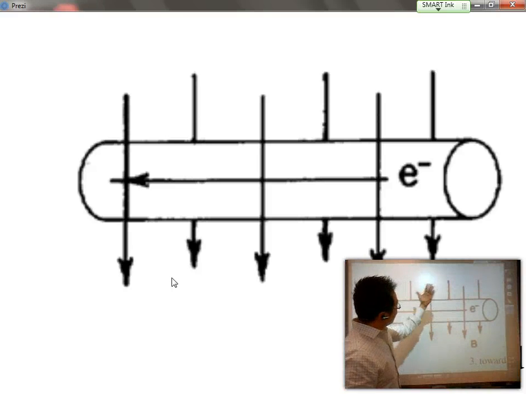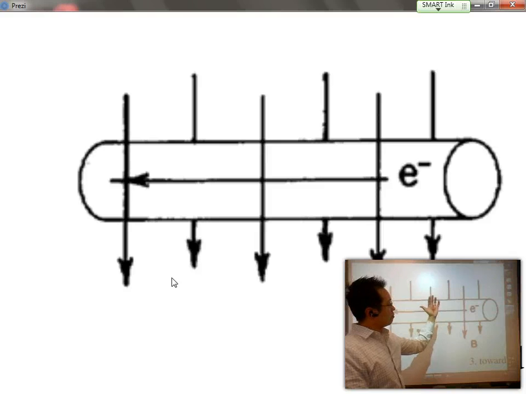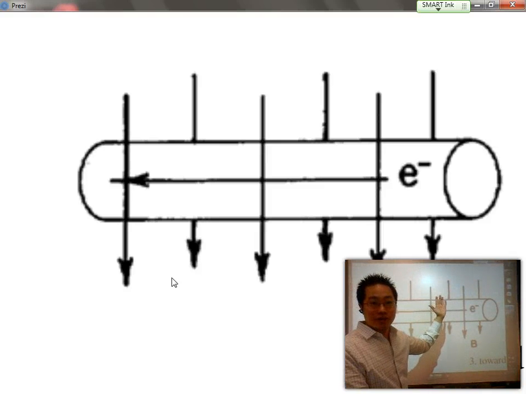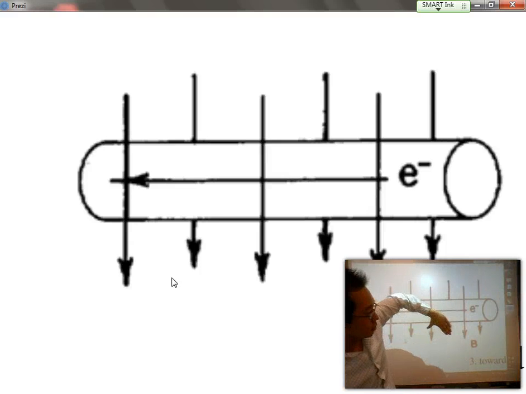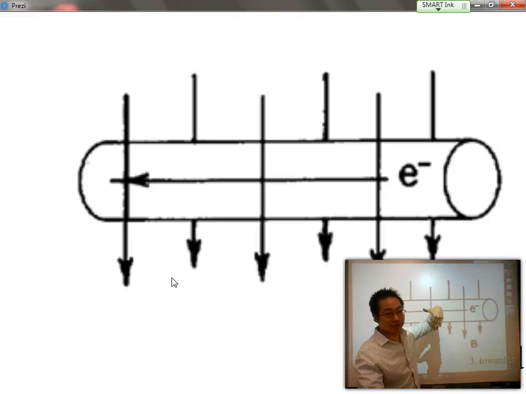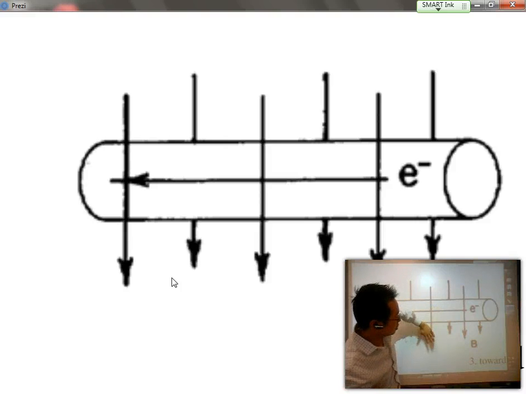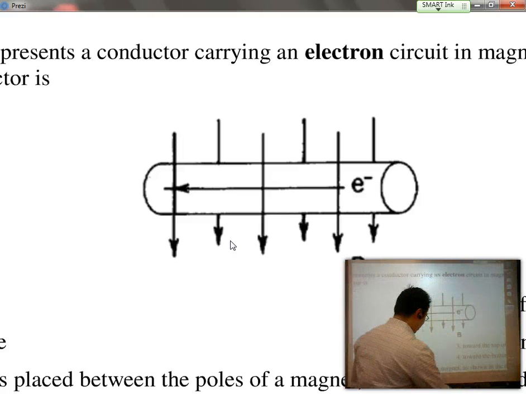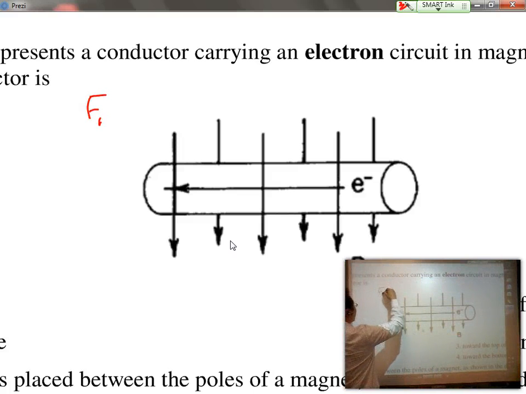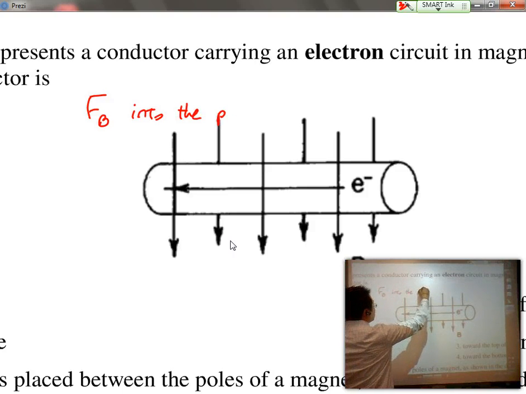But otherwise, in this case, I can see that my fingertips aren't pointing in the same direction as the magnetic field. So I would simply turn it downward until my thumb is still pointing to the left. My fingertips are pointing down. I can see my palm is going into the page. So in this case over here, the magnetic force is into the page.